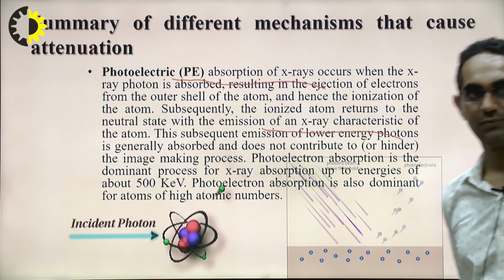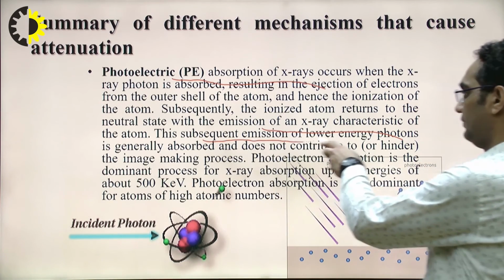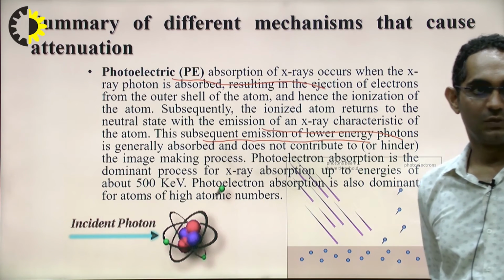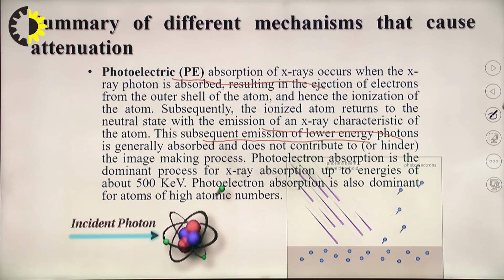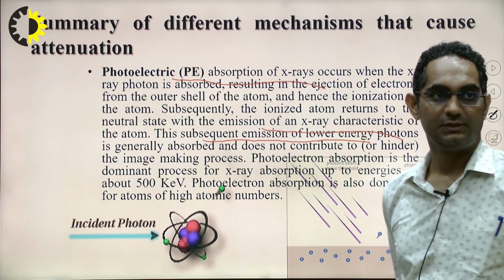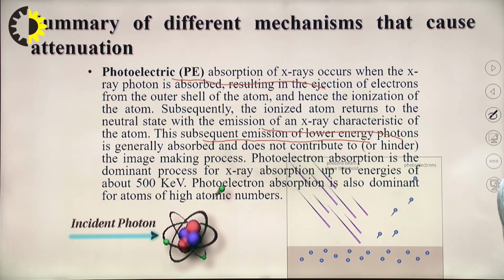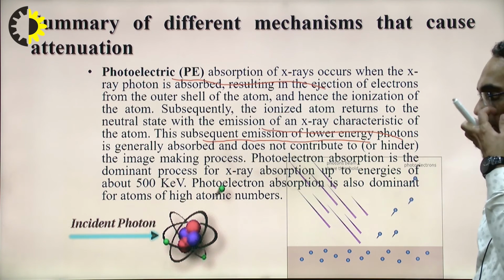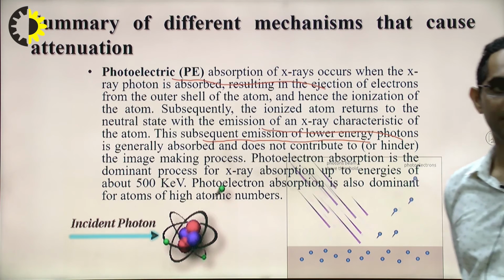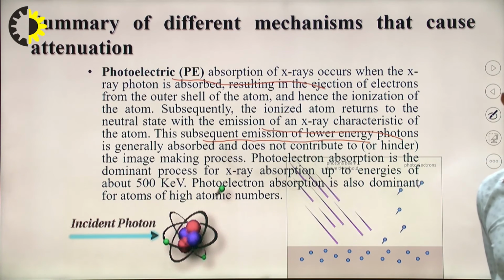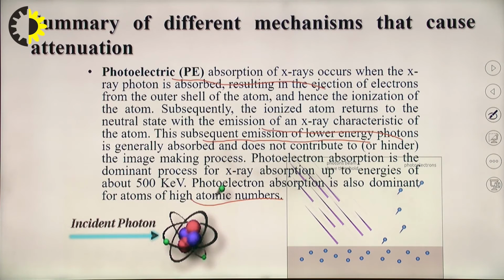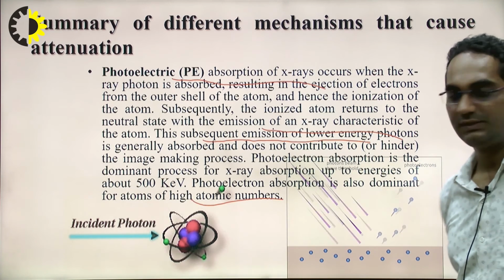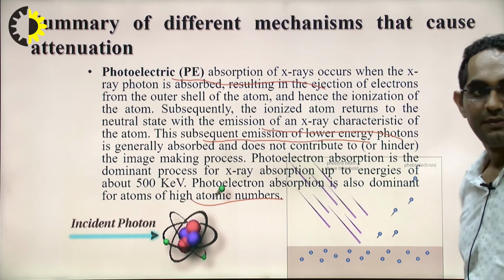This subsequent emission of lower energy photons is generally absorbed and does not contribute to the image making process. Photoelectric absorption is the dominant process for X-ray absorption up to energies of about 500 keV. It is also dominant for atoms of high atomic numbers. This is the incident photon and this gets radiated out.